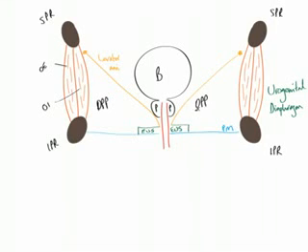So the deep perineal pouch is bounded superiorly by levator ani muscle, laterally by obturator internus, inferiorly by the perineal membrane, and contains the urogenital diaphragm, which helps to form the external urethral sphincter.